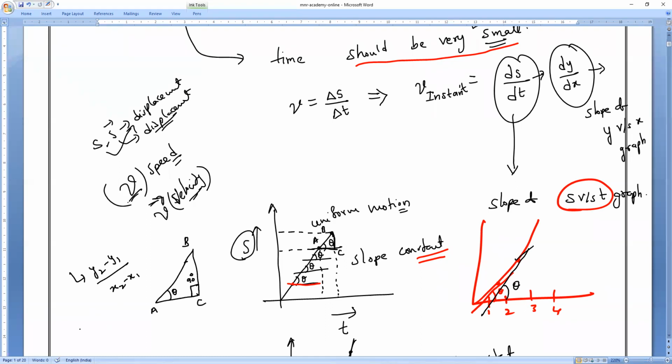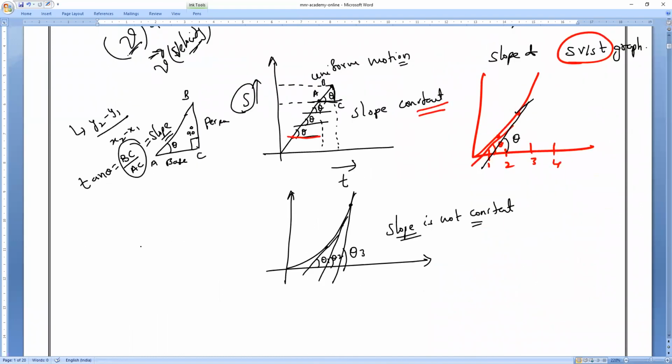For a right angle triangle, what is tan theta equal to? Perpendicular divided by base. Yes or no? So perpendicular is BC, base is AC. So that is only equal to the slope. Understand? So for the slope of a y versus x graph, y2 minus y1 I will represent as delta y. In the same way, x2 minus x1 I will represent as delta x. Delta indicates change.